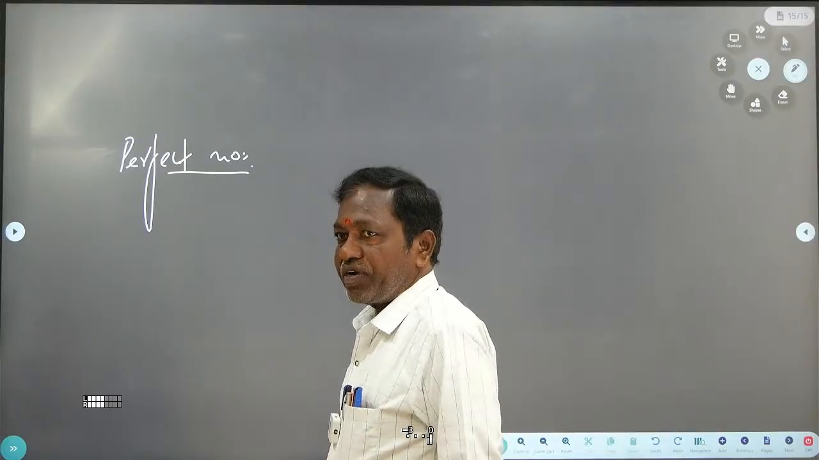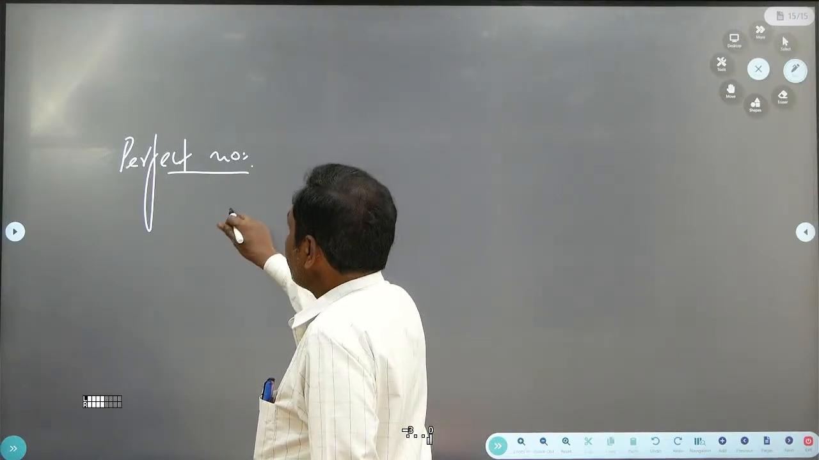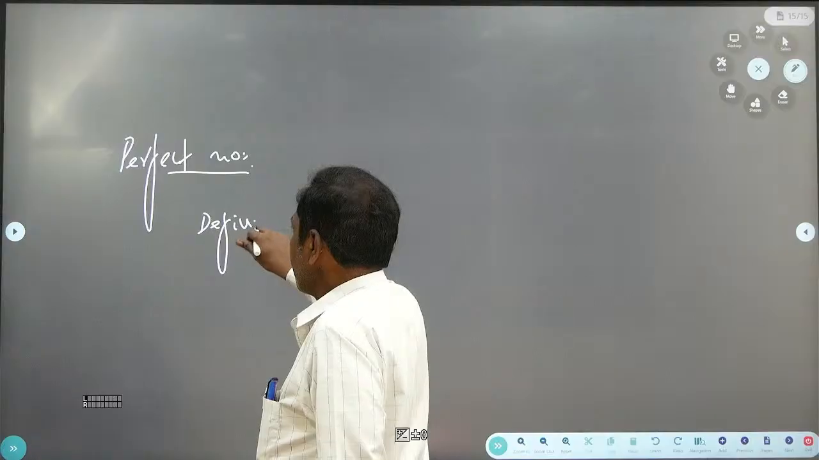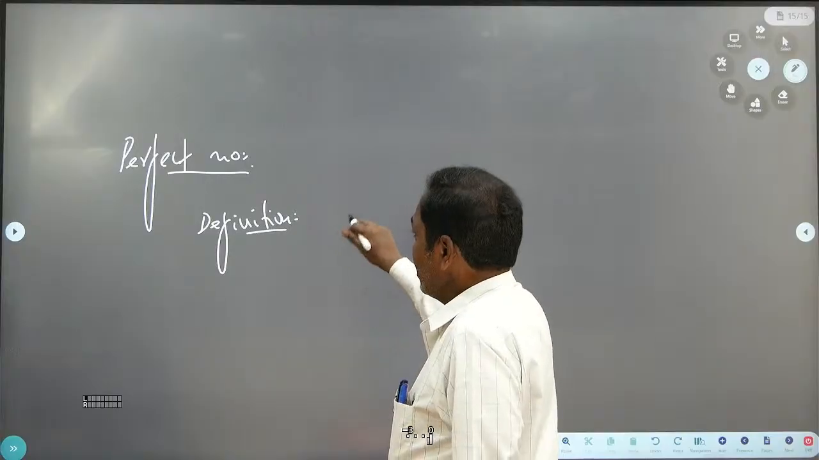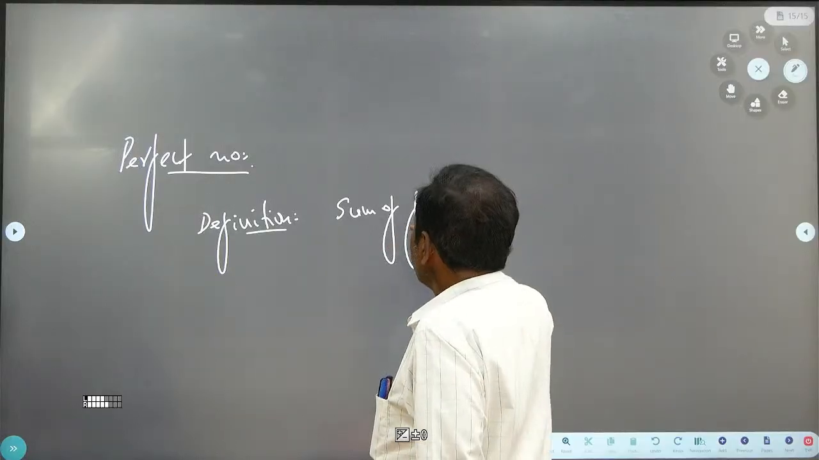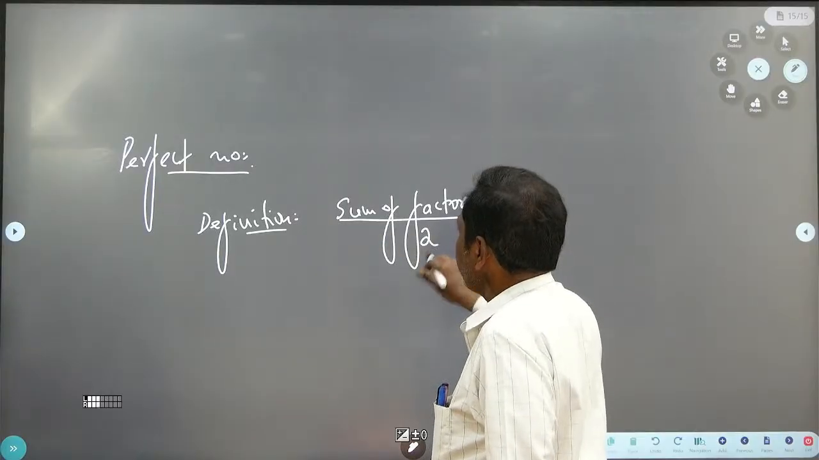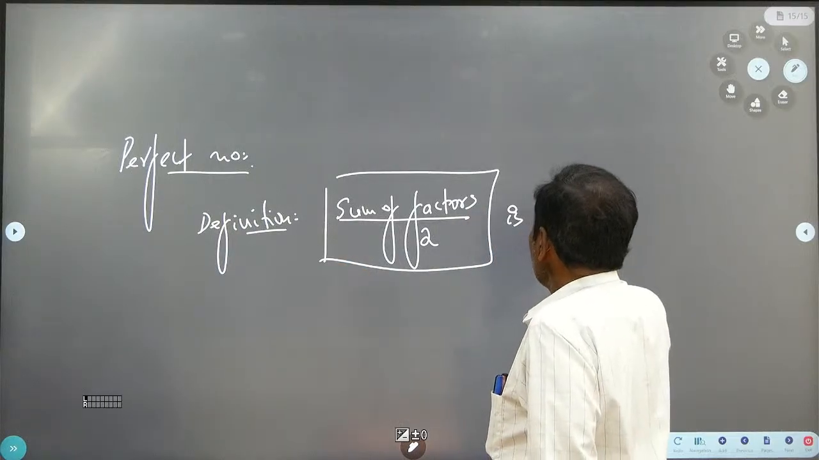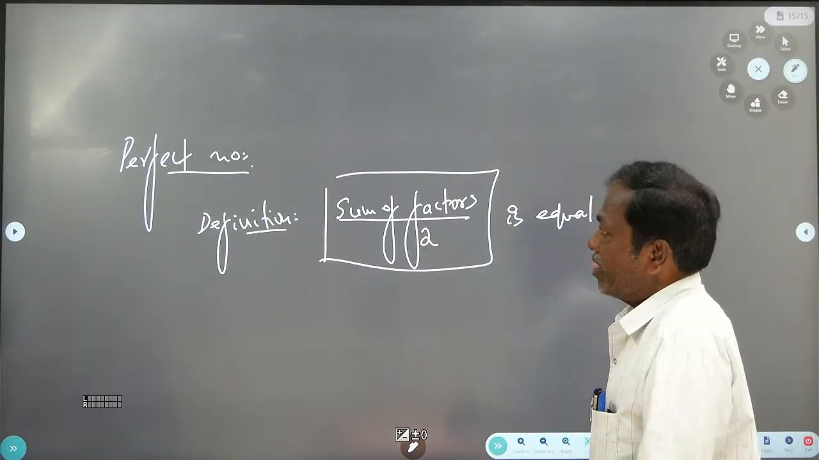There are 2 types of number: perfect number and regular number. Okay, perfect number. What is the formula here? If you see the definition, you can take the sum of factors divided by 2, and if it is equal to the number, it is known as a perfect number.